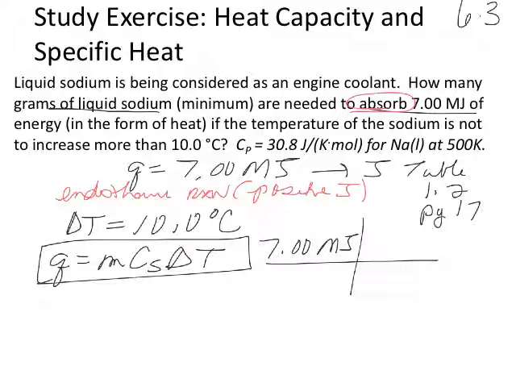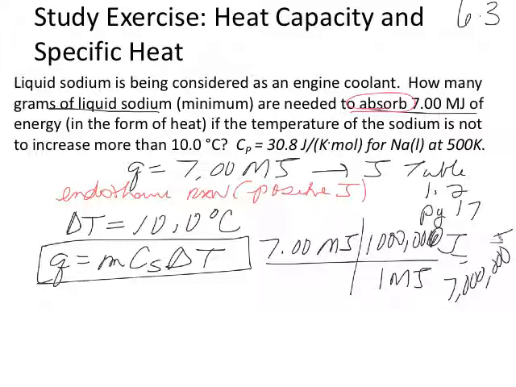Mega is bigger than the base unit, and it's 6 zeros. So the big number is going to go with the smaller unit. So there are 1,000,000 joules in 1 megajoule. This is going to be 760 megajoules. That's a lot of heat. And we can put that in there for Q.